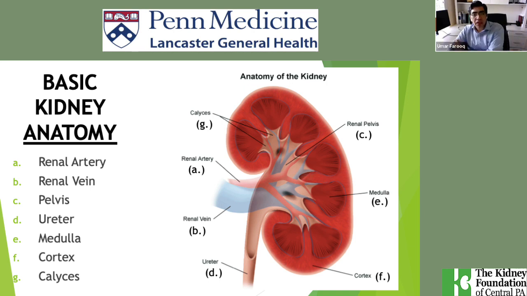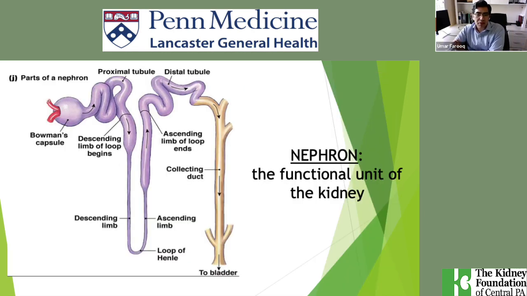So this is called a nephron. Nephron is really the functional unit of the kidney, and this is so small that each kidney has 1 million of these nephrons. As I mentioned, the blood vessels keep branching into smaller and smaller branches, and blood goes in this capsule and comes out from here.